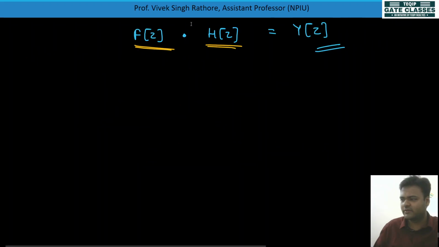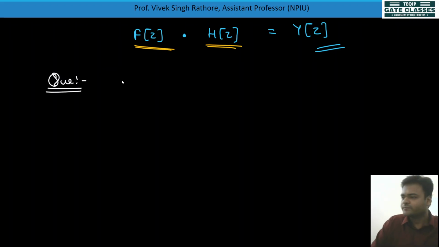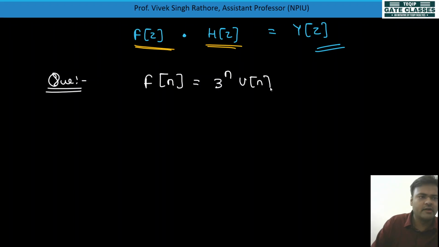Like, we'll see one question and try to understand what it is trying to say. You have been given in your question a signal f of n equal to 3 to the power n u of n. This is your f of n, and your impulse response h of n is 2 to the power n u of n.